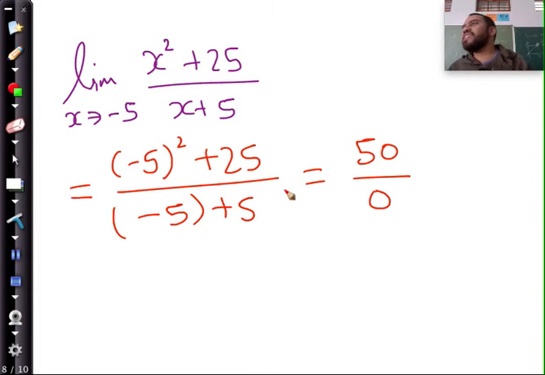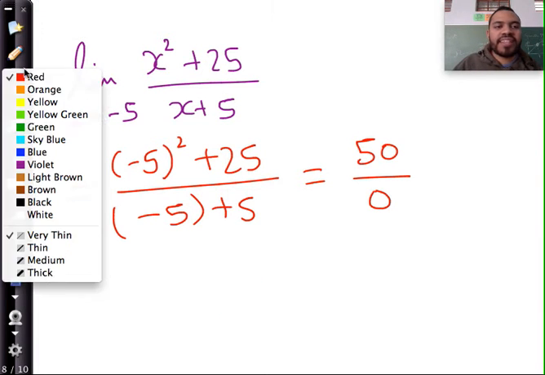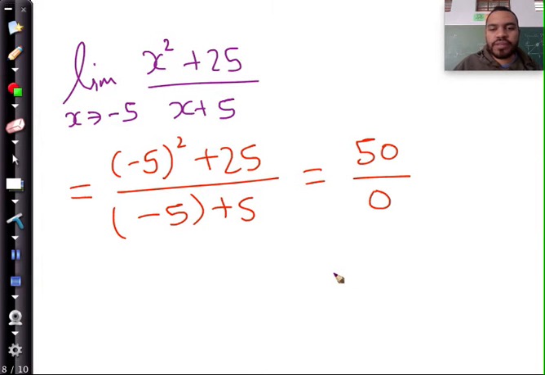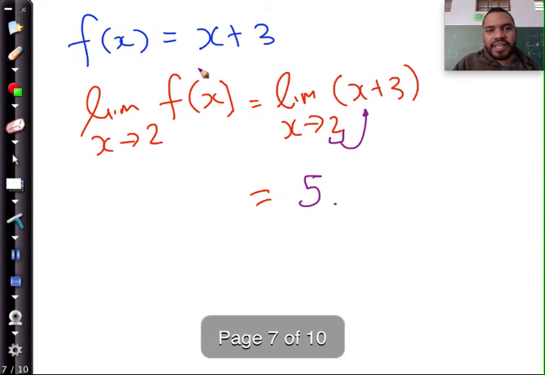This is not an indeterminate form. Indeterminate forms are only 0 divided by 0. Now in this case, you know division by 0 is equal to undefined. So the limit is undefined. Are we good? Okay. Now, graphically, what does this one look like?